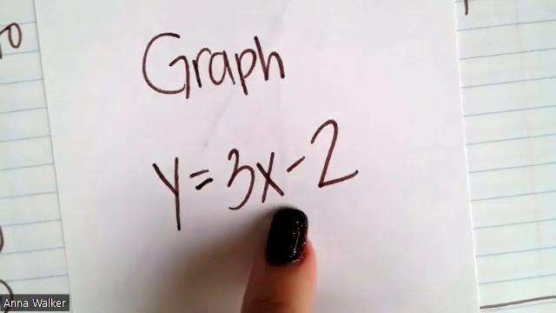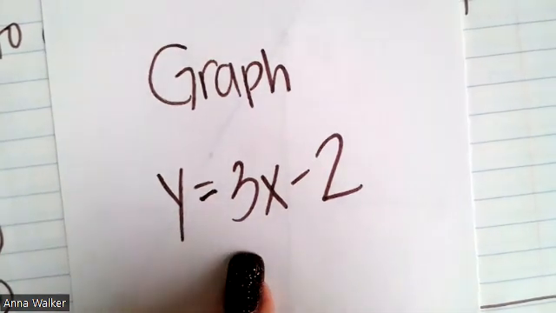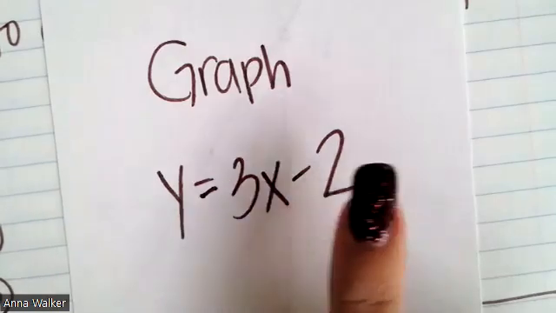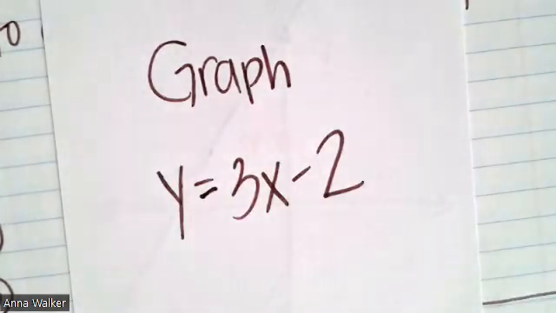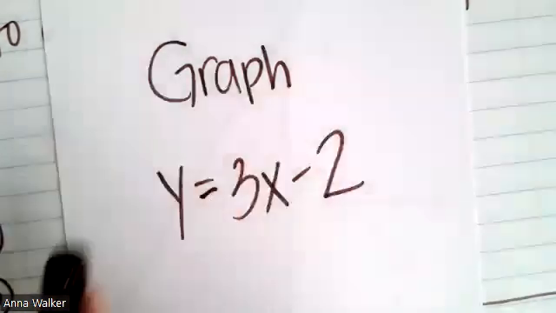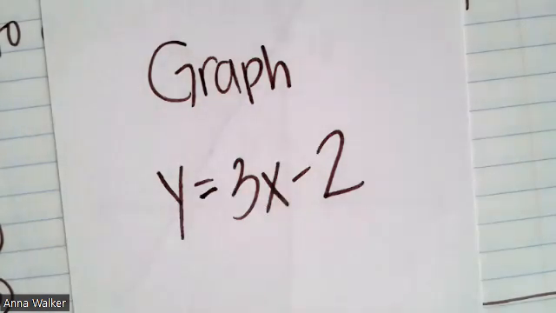The number that's next to the x value is known as our slope. And the number that is on its own, which in an equation is a constant, in the linear form for a graph is where the line is going to cross the y-axis, also known as the y-intercept.